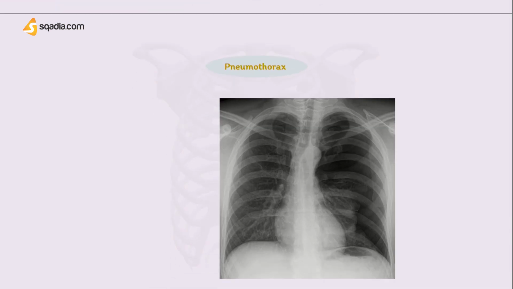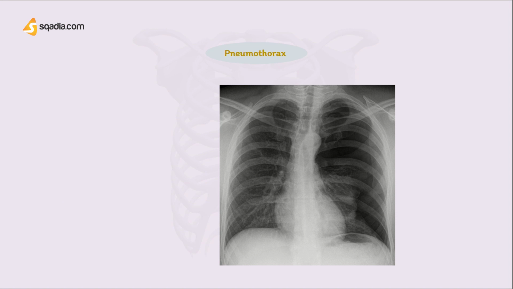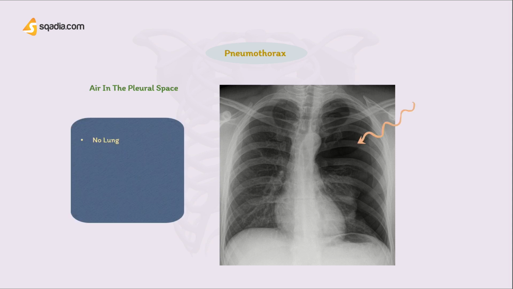Next, we have the pneumothorax. Now, a pneumothorax is air, which is seen as black, in the pleural space. Radiological features to look for are that one side is blacker, the one that has no lung in it. The lung edge is seen and there are no lung markings beyond the lung edge.